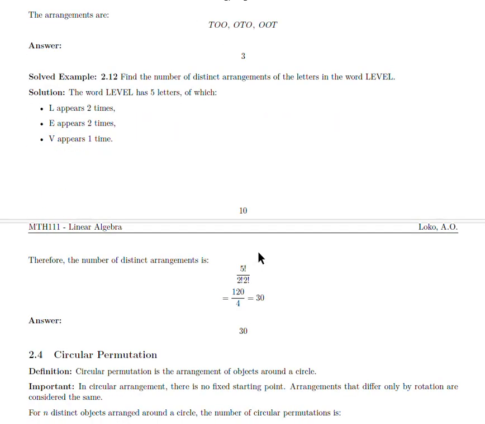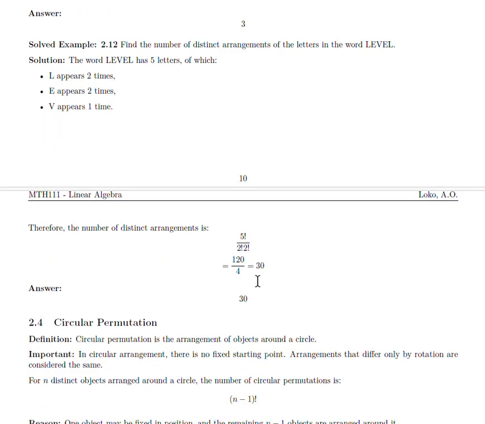Let's look at this example too. We have the word LEVEL, L-E-V-E-L. L appears 2 times, E appears twice, V once. And so because the word has 5 letters, we'll have 5 factorial, then we'll divide by the repeated ones. We have one letter repeated twice, another letter repeated twice. So we'll divide by 2 factorial times 2 factorial. 5 factorial is 120, 2 factorial is 2 times 2, which is 4. 120 divided by 4 is 30.